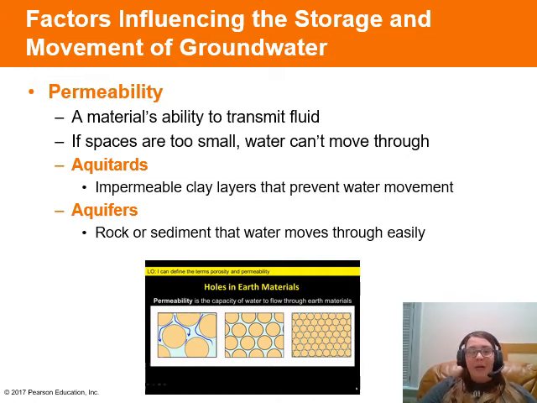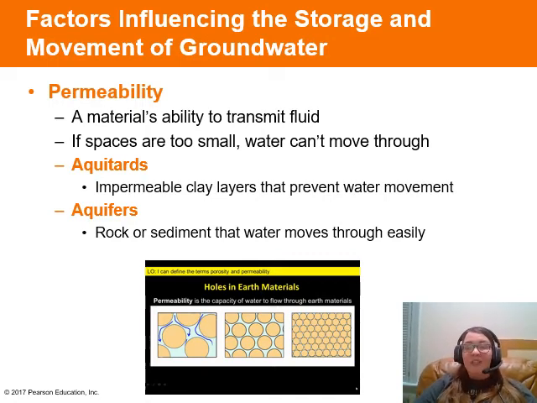So when we're looking at groundwater, we're going to have different types. When we're looking for groundwater, we want to drill inside of an aquifer. And these are going to be rocks or sediments that have high porosity and a high permeability. We want that rock to hold a lot of water, and we want that water to be able to move through the rock. But we also have things called aquitards.